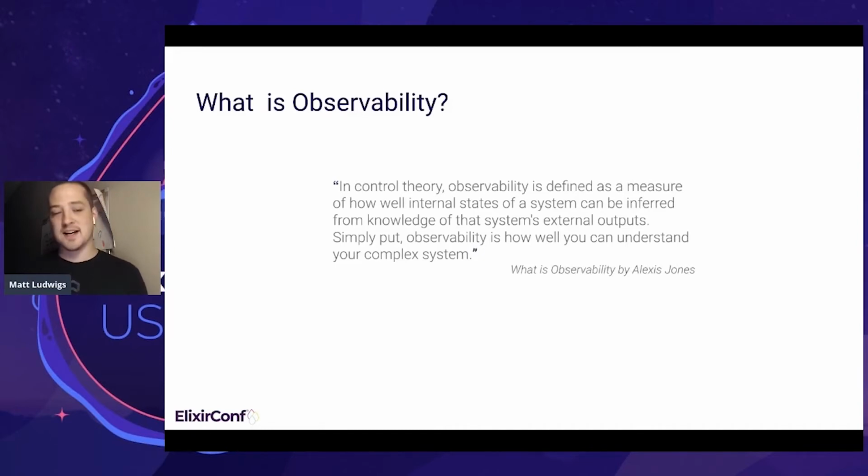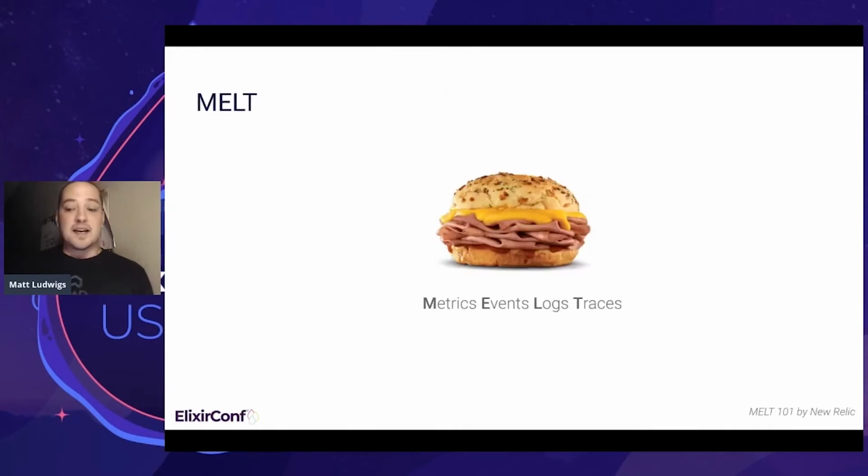So I really have learned a lot and really like observability. New Relic also posted a white paper called MELT 101. These are the ingredients that go into building an observable platform. These are metrics, events, logs, and traces.